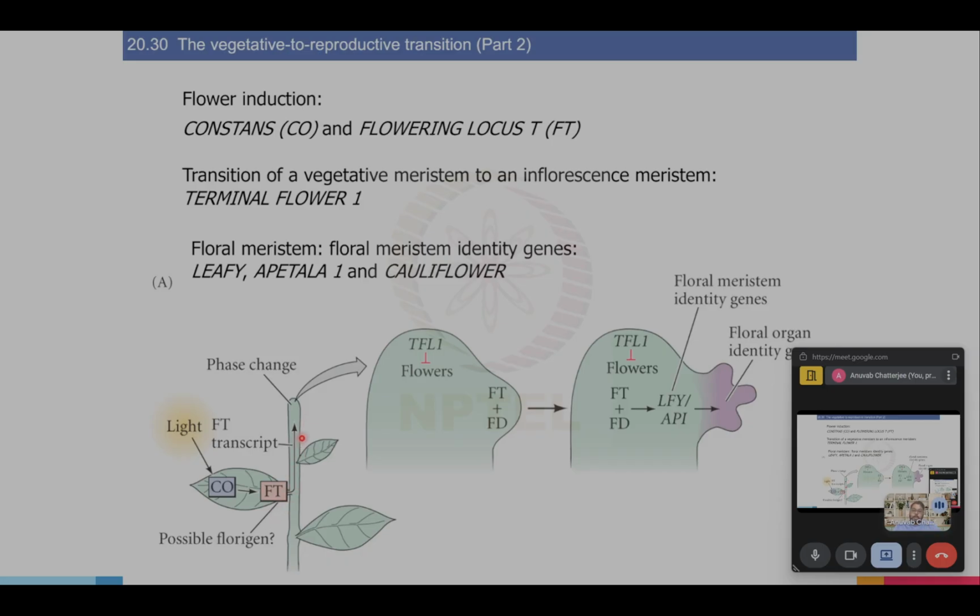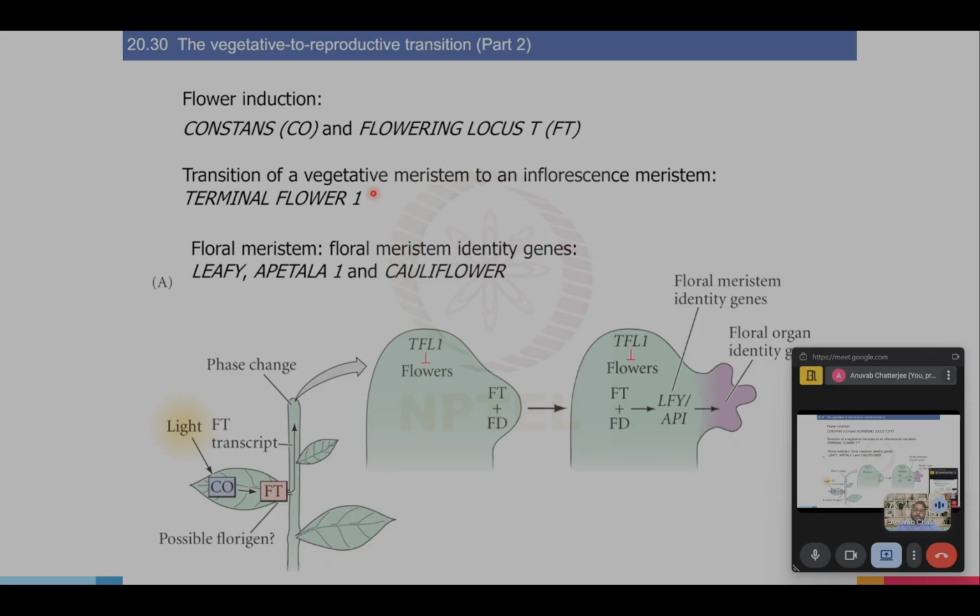FT gets transported towards the apical region of the plant, where there are other genes such as terminal flower 1, which inhibit genes such as flowers. So what it does is prevent the growing of flowers at a particular region. Once the FT signal reaches this place, TFL1 will start inhibiting flowers to induce transition from a vegetative state to inflorescence state, so that the plant is now primed to form a flower.